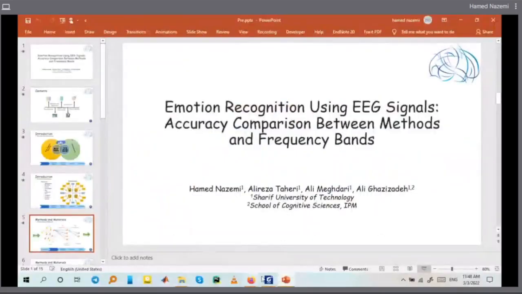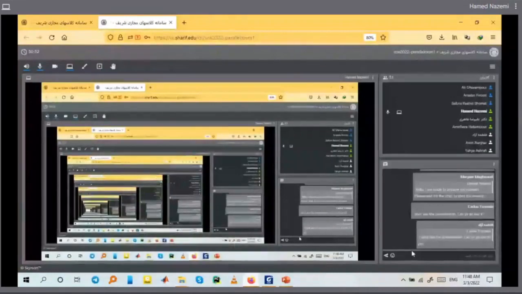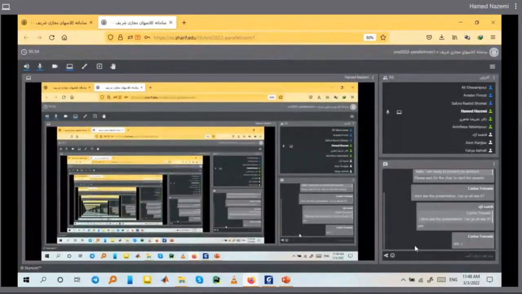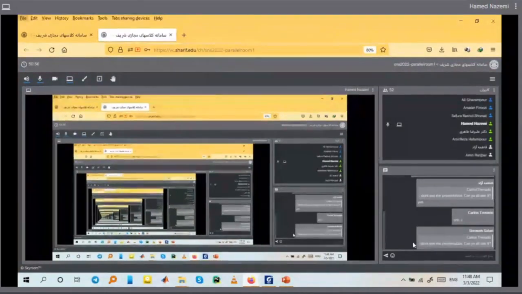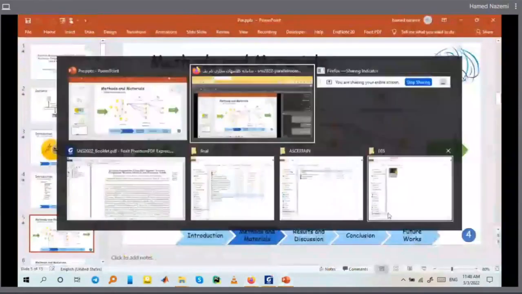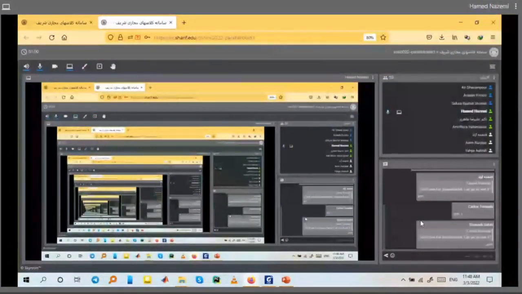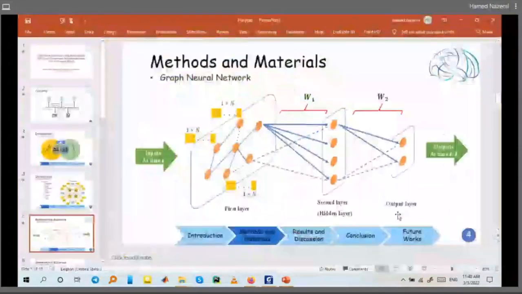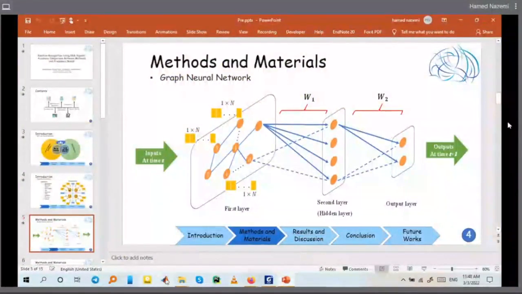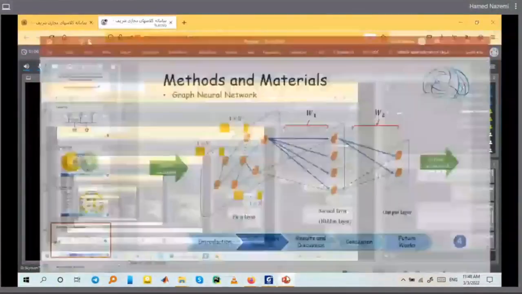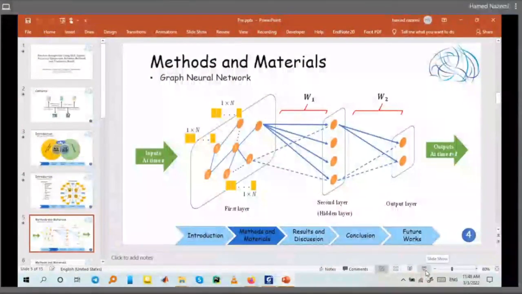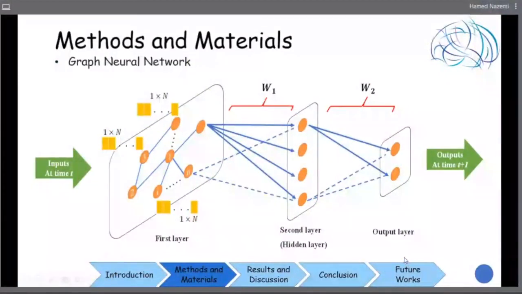I hear something. Huh, okay. Is there any problem? Okay, sorry. We can see your screen. Maybe some other people cannot. Okay, let's go on. Yeah, we can see yours.